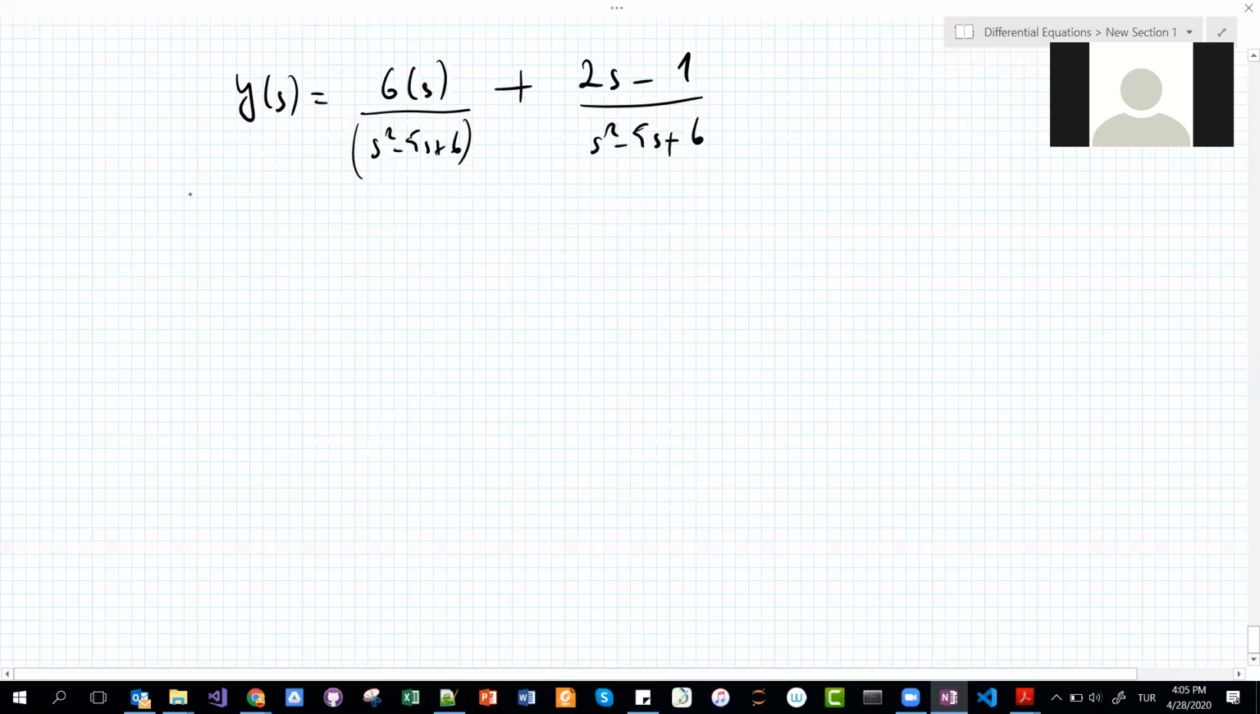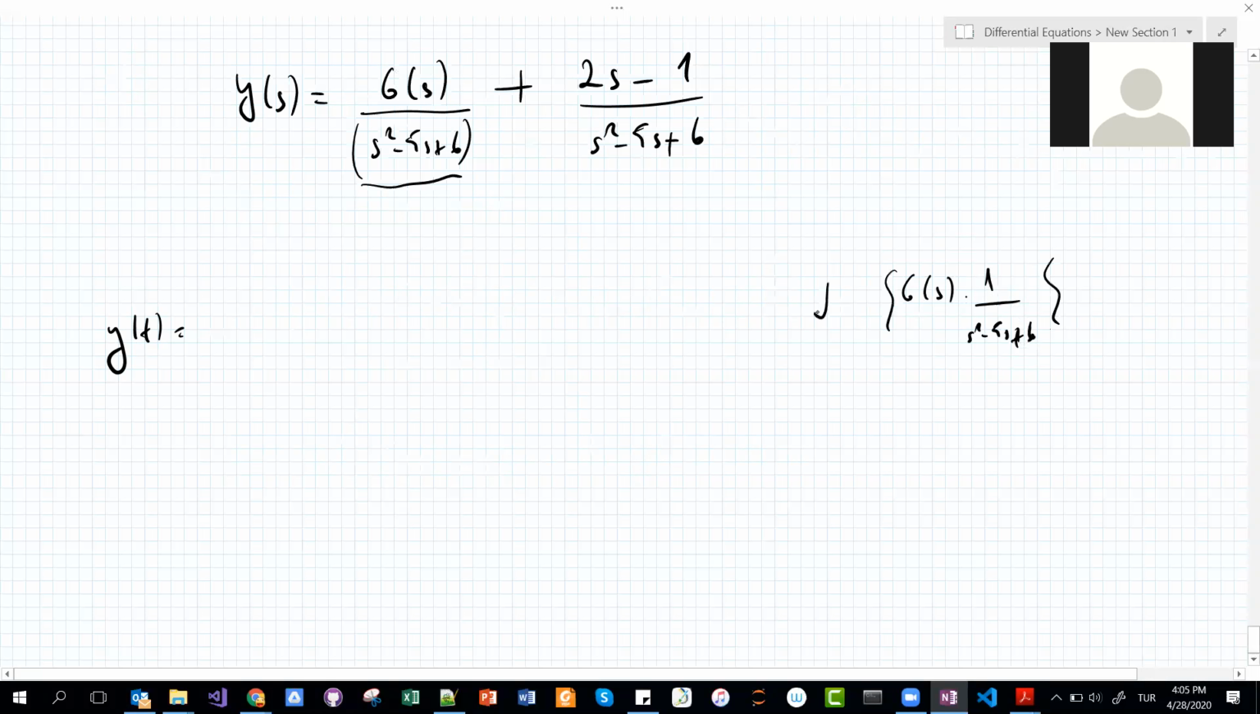The inverse of the left-hand side is going to be, of course, y of t. Look here: you cannot take the inverse of this term using the partial fraction. You need to use a convolution. As you see, I have two functions here, G of s over s squared minus 5s plus 6. Let me write it as G of s times 1 over s squared minus 5s plus 6. I'm going to take the inverse of this one using convolution.